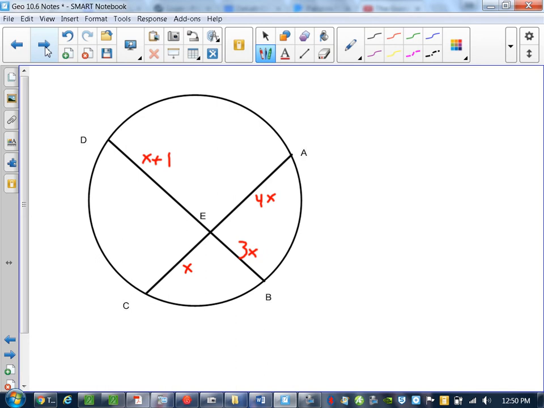So again, I get the idea of I've got the two chords that meet in the middle, or not in the middle, but they meet inside the circle. So I have chunk times chunk will equal chunk times chunk. So you write it out.